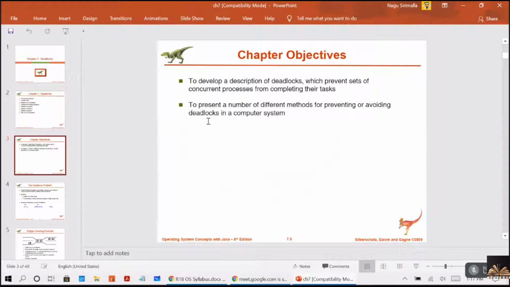Then we also discuss a number of different methods for preventing and avoiding deadlock in a computer. As I told you, we have prevention protocols, and for avoidance we have 3 algorithms, right? The safe state algorithm, the resource allocation graph algorithm, and the banker's algorithm. These 3 we are going to learn in deadlock avoidance, right?